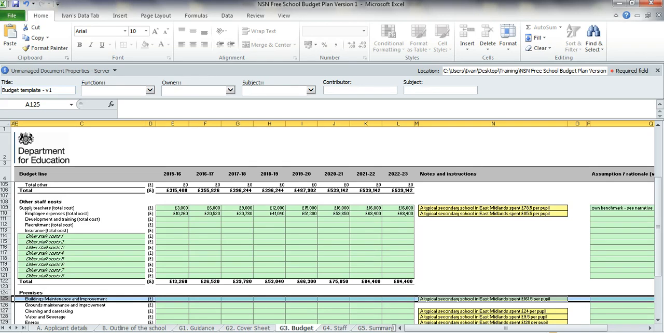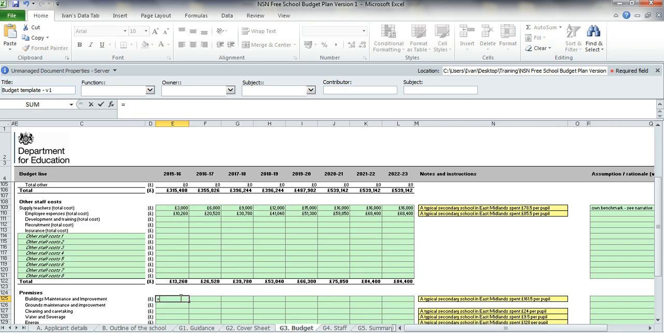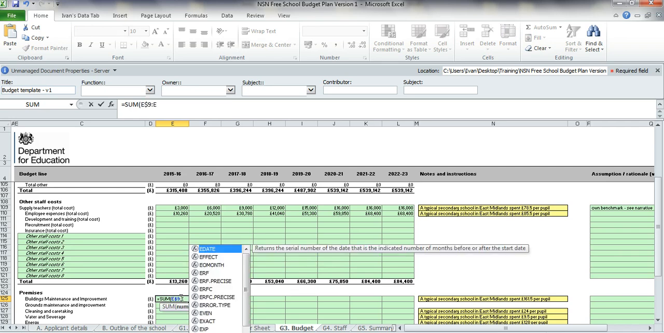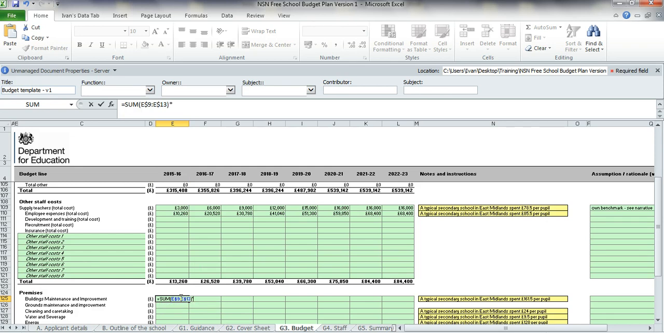If I relate this to the number of pupils by entering the following formula, so let's go to cell E125, the formula will be equals sum, E absolute value 9 to E absolute value 13 times £161.5, then dragging that across for all subsequent years. This will give me a growing expenditure across the years.